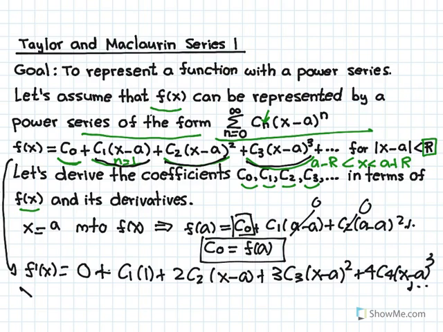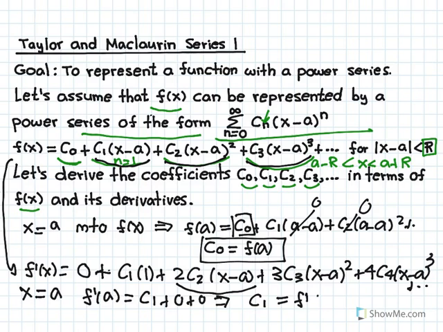Now let's plug in x equals a into the first derivative. So we get f prime of a is equal to c1, and all these terms will be 0 because they're all powers of x minus a. So that's going to be plus 0, and so on. That means we have c sub 1 is equal to f prime of a.